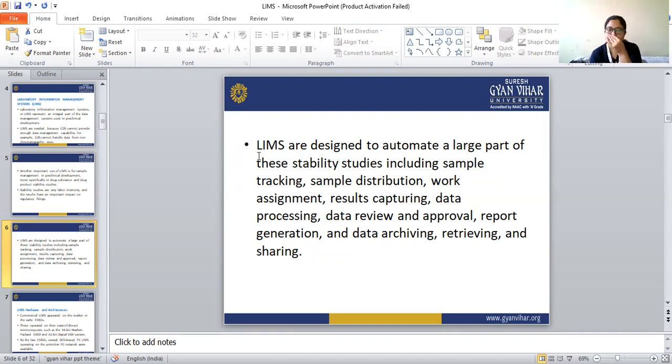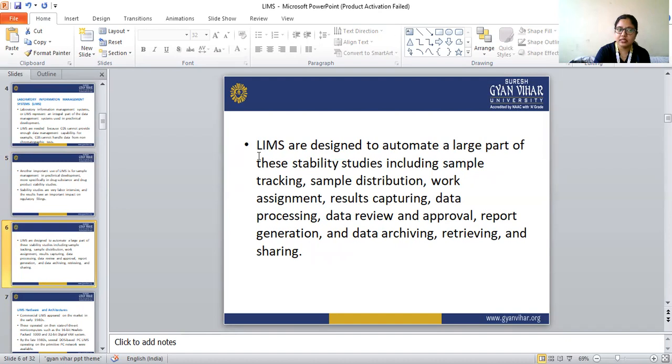So LIMS are designed to automate a large part of these stability studies, including sample tracking, sample distribution, work assignment, result capturing, data processing, data review and approval, report generation, data archiving, retrieving, as well as we can share all the data through this LIMS. So this is all about the LIMS.